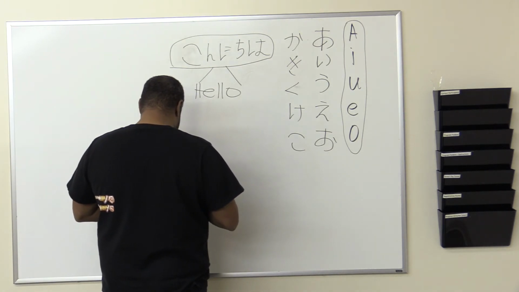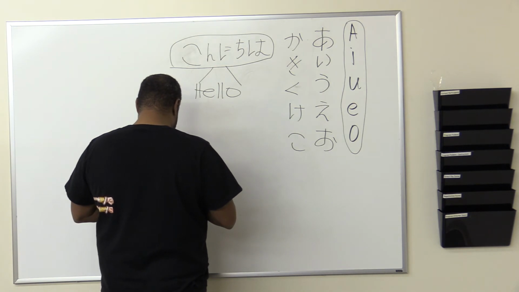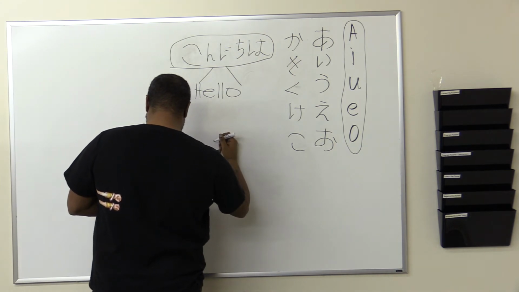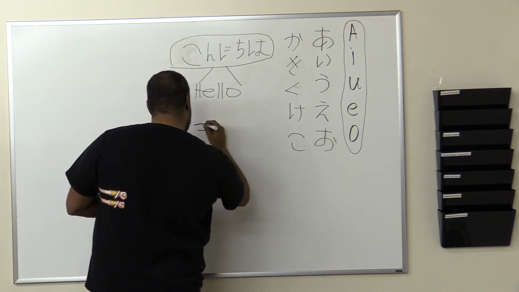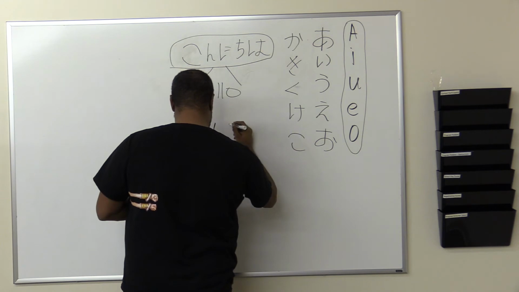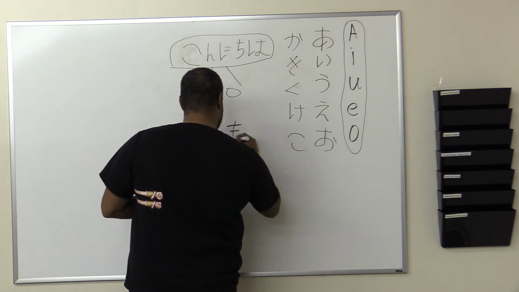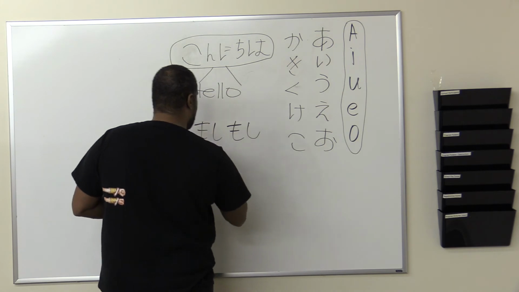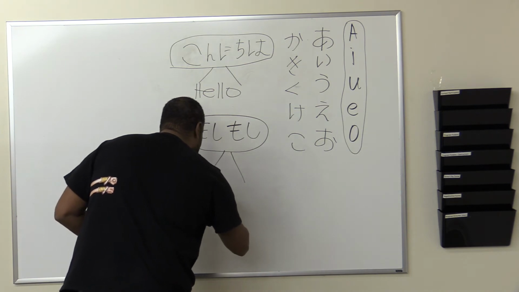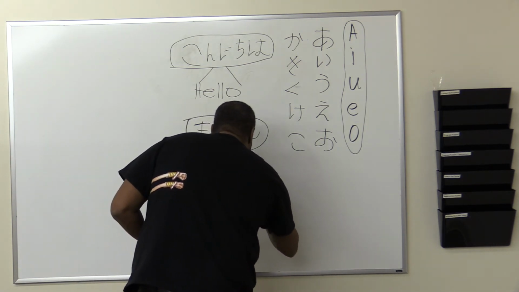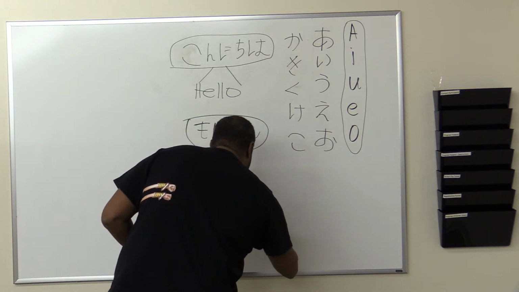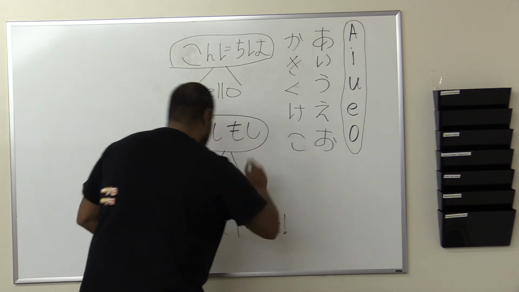So, moshi moshi. So what we're going to do is, hold on one second. We are going to write mo, shi, mo, shi. Hello on the phone. Now that is hello on the phone.